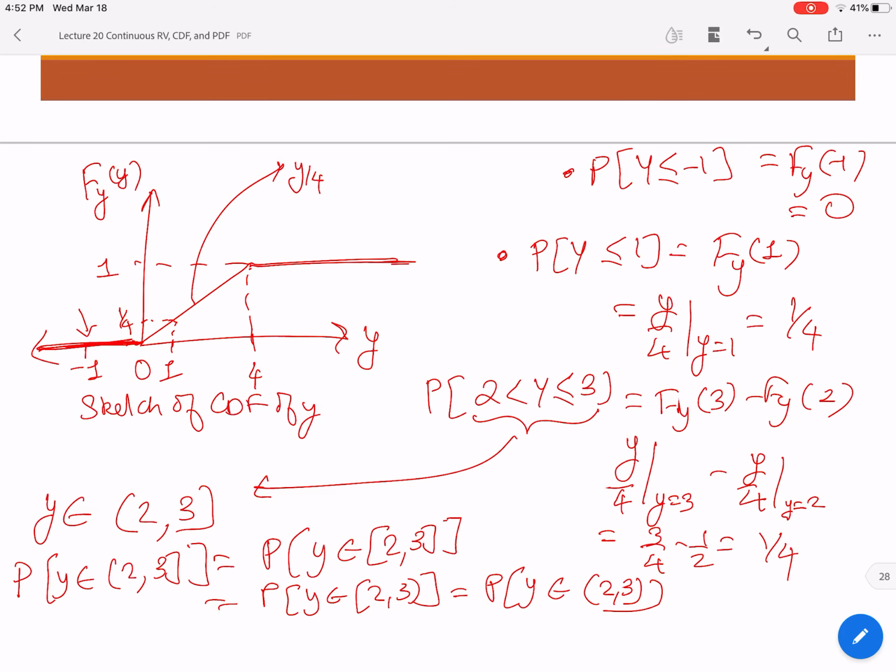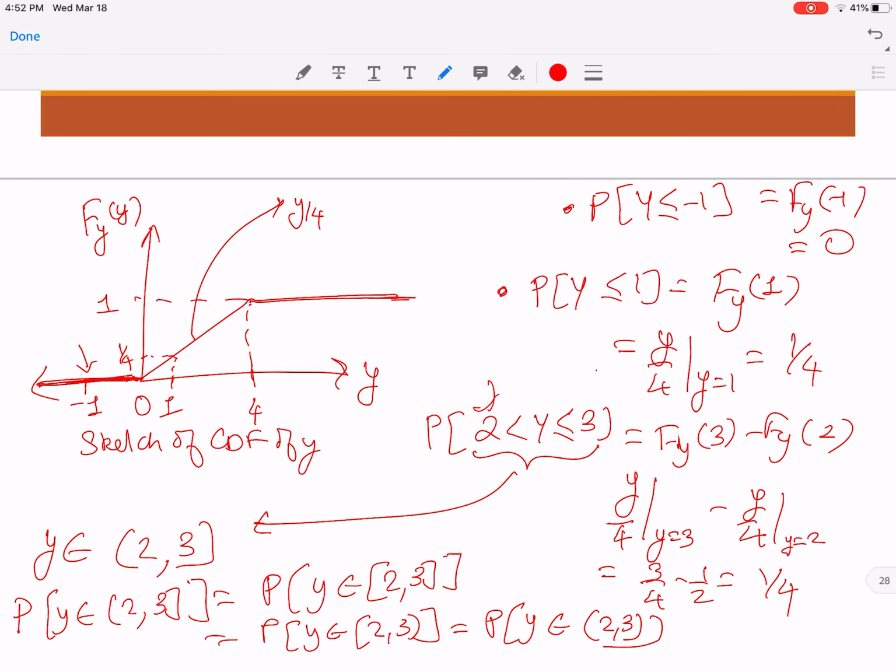The reason the endpoints do not matter is because the probability that your random variable y is equal to these endpoints is actually 0 for continuous random variables, and therefore it does not matter whether your endpoints are considered inclusive or exclusive. So remember that fact.